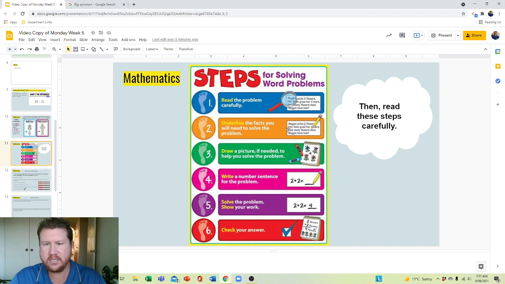And do you notice that that one requires you to use your eyes? This one requires you to use your pencil. This one requires you to use your pencil. Write a number sentence for the problem. This requires you to use your pencil. Solve the problem. Requires you to use your pencil. Show your work. Requires you to use a pencil and paper. And check your answers. Always check your answers by using pencil and paper.